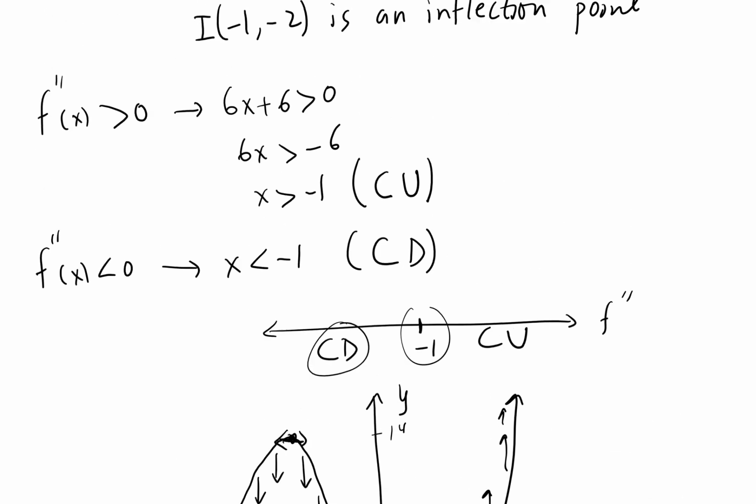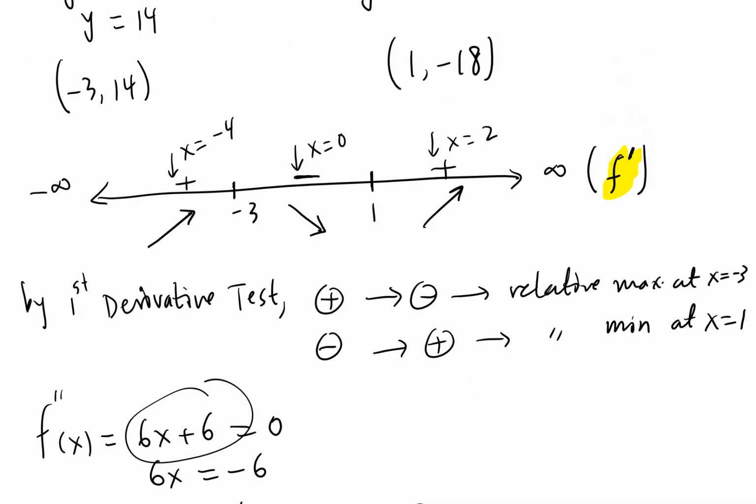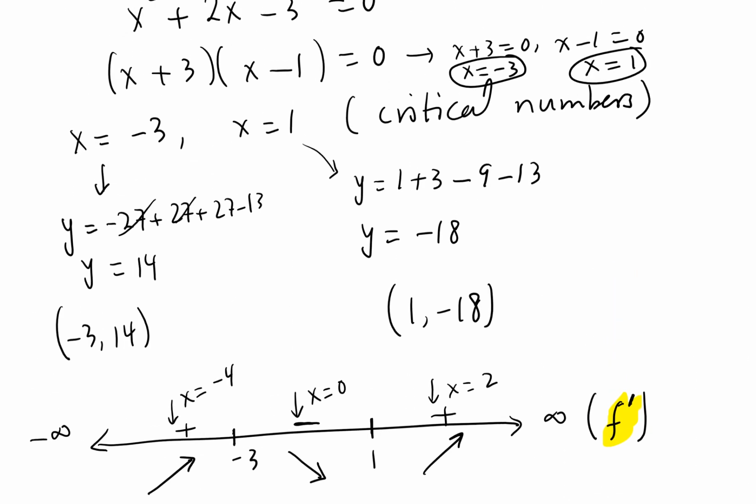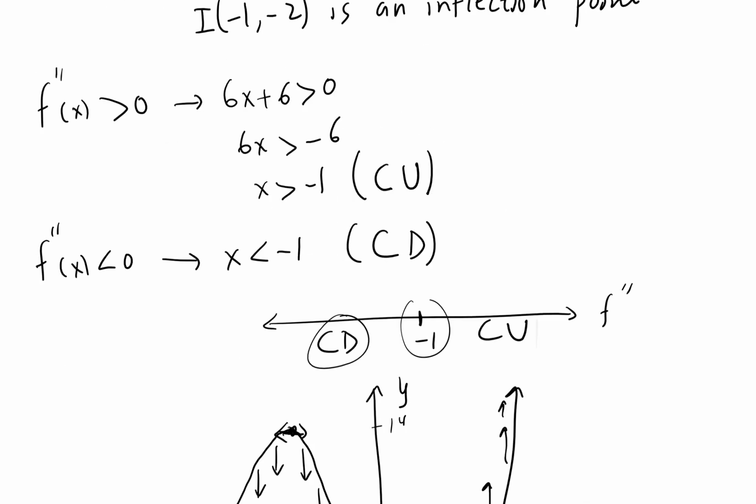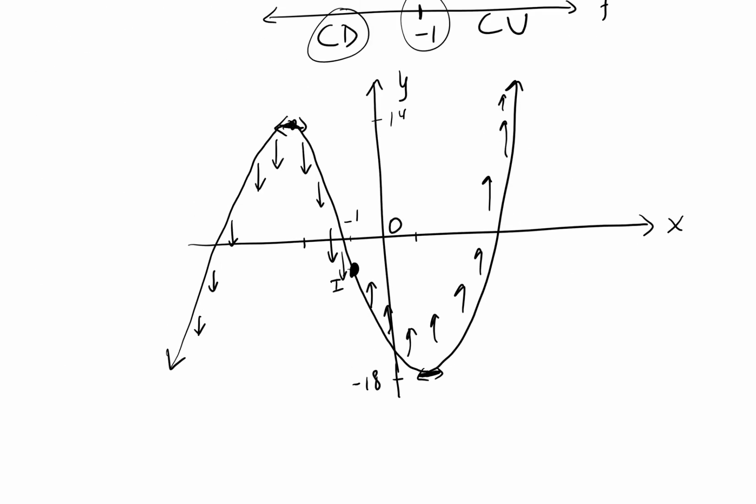And you can test the increasing, decreasing. It says it's increasing below -3 and after 1. And notice it is below -3 and after 1. It's increasing in these cases and decreasing between -3 and 1.